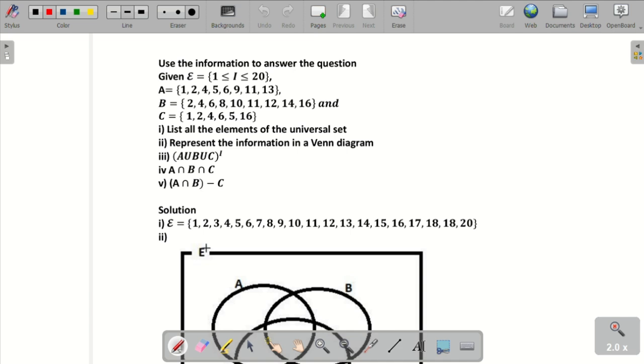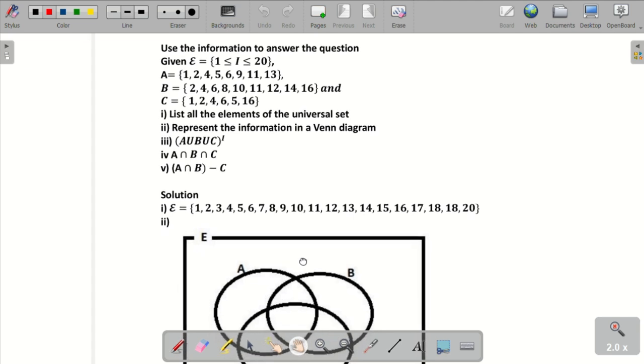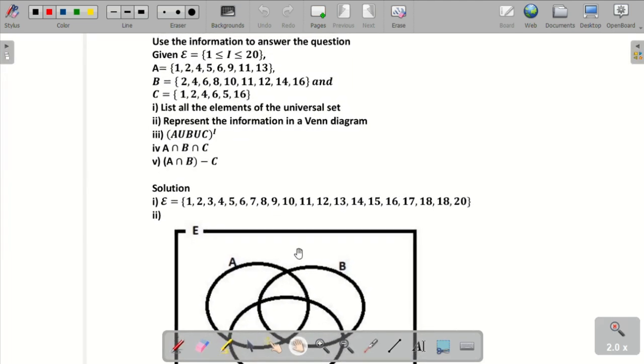Now the solution to the first question is quite straightforward. You should list all the elements. Remember, elements in a set also means members. So what are the things contained in the universal set? They are the set of positive integers between 1 and 20. So if you list them, this is 19. Sorry about that. So from 1 to 19, that's the first question.